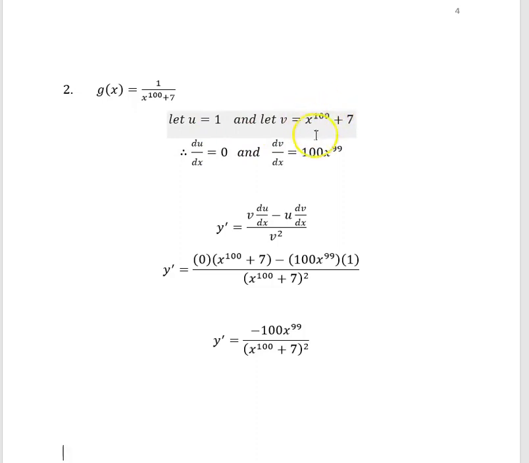Let's differentiate that. That's a power rule. Bring the 100 down, minus 1 from that. So it becomes 100 times x to the power of 99. The 7 becomes 0 when you differentiate it. Now, having done that, let's now apply the rule.